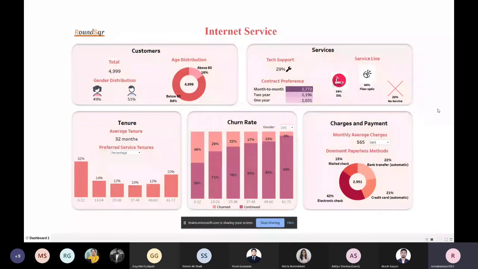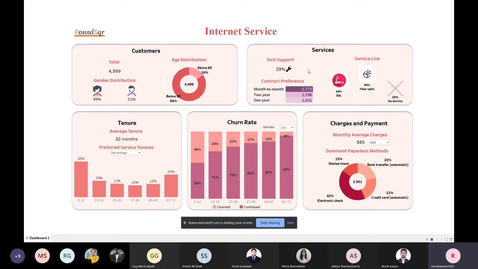Next is the gender distribution of the customers. We can see 49% female and 51% male. Next to it is the age distribution of the customers. So above 60, it's just 16%. Below 60, it's more, which is 84%. So these are the details about the customers.